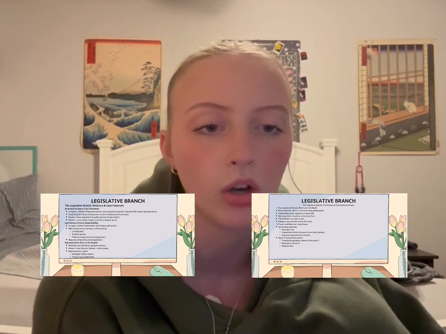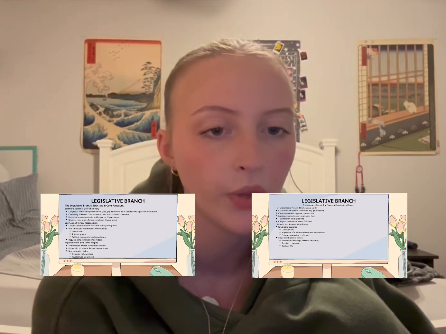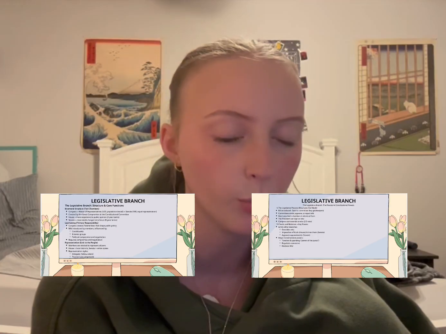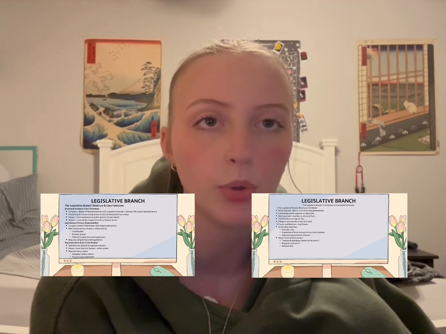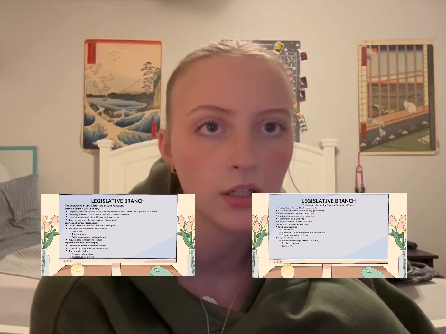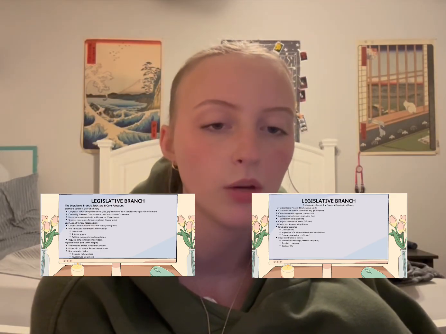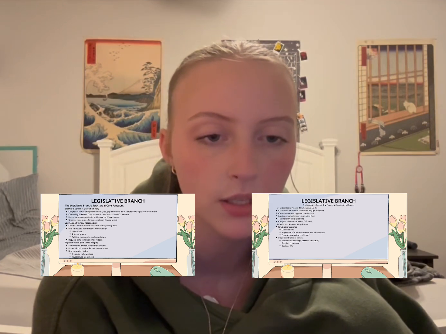Beyond lawmaking, Congress plays a vital role in maintaining checks and balances within the government. It has the power to limit the other branches. For example, the House of Representatives can impeach federal officials, and the Senate would then conduct the trial. The Senate also has the authority to approve presidential appointments.